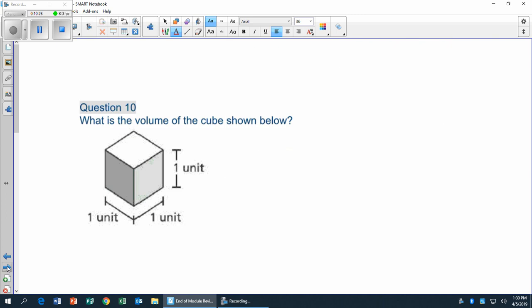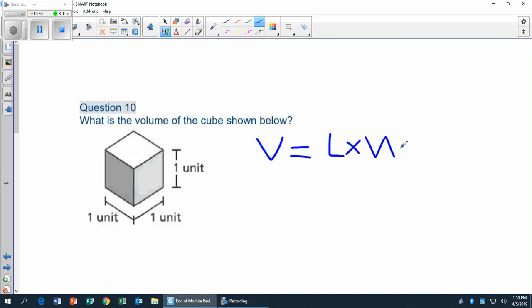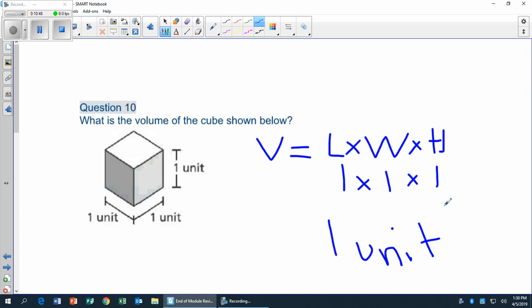Next, we want to know what the volume of this cube is right here. So it's a formula that we know very well, which is volume equals length times width times height. And we see that it's 1 times 1 times 1, and 1 times 1 times 1 is 1. It's 1 unit cubed.